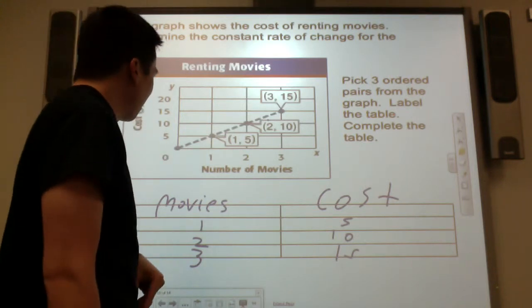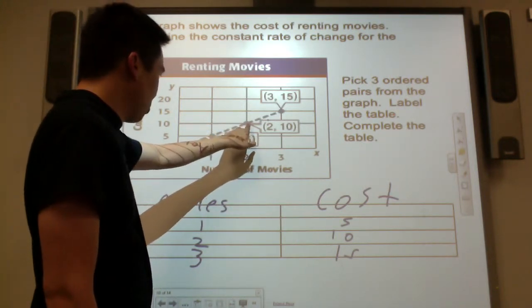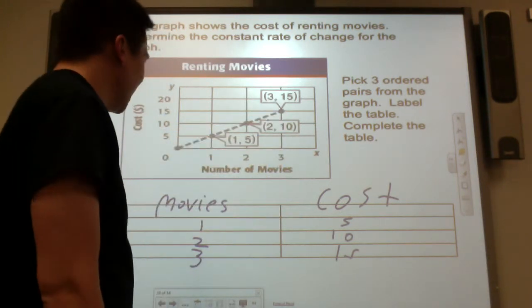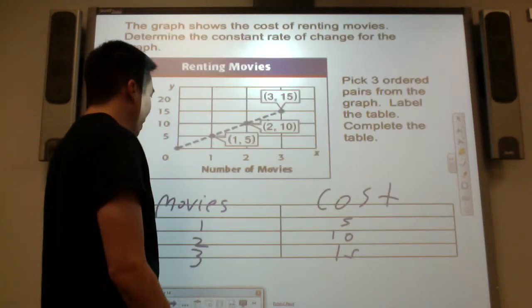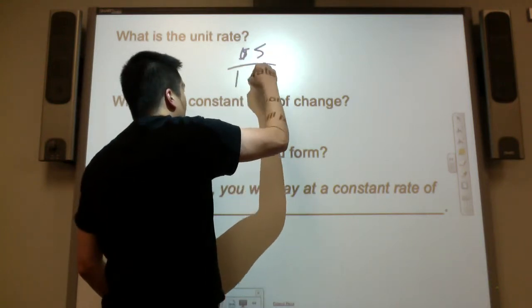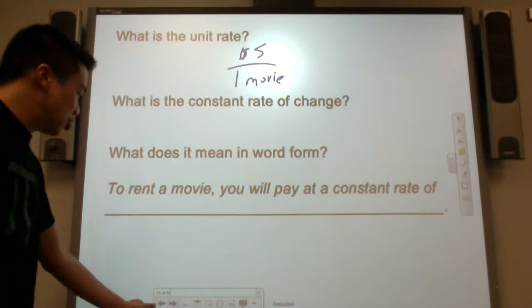So is it $5 for every movie? $5 for every movie. Another $5 gets you another movie, the second movie. If you go up another $5, you get a third movie. I think it is. So what is the unit rate? The unit rate is $5 per movie.